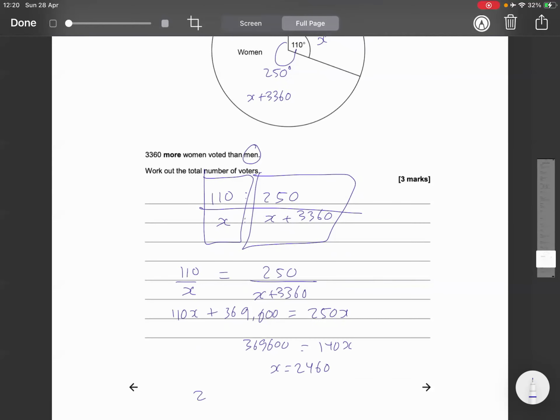So the men is 2460. So the total is 2460 plus 2460 plus 3360. The answer should be 8640. And you could go back in your ratio and check it.